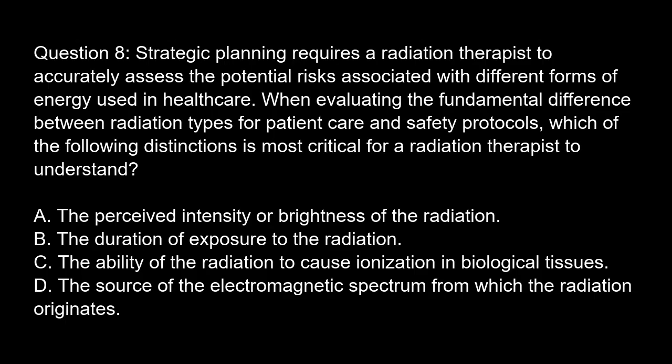Strategic planning requires a radiation therapist to accurately assess the potential risks associated with different forms of energy used in healthcare. When evaluating the fundamental difference between radiation types for patient care and safety protocols, which of the following distinctions is most critical for a radiation therapist to understand? Option A. The perceived intensity or brightness of the radiation. Option B. The duration of exposure to the radiation. Option C. The ability of the radiation to cause ionization in biological tissues. Option D. The source of the electromagnetic spectrum from which the radiation originates.